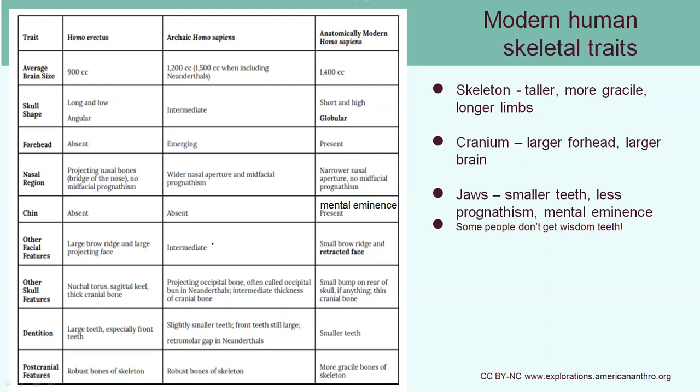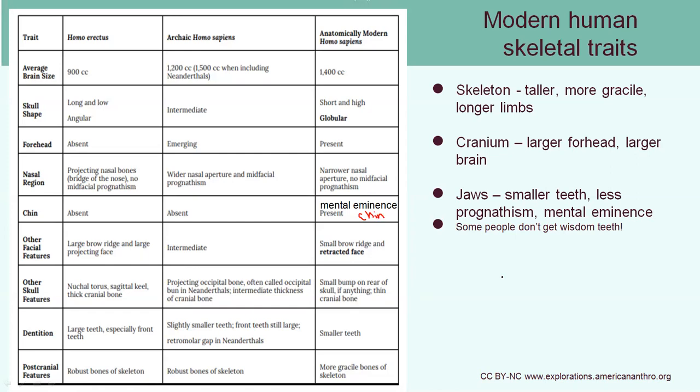Another main pattern of difference is that because we changed our diet and we started cooking our food and eating softer foods, our tooth size has gotten smaller and our jaws have also gotten smaller. So in general, they're less prognathic, meaning they don't stick out. We have a flatter face and we have the appearance of that mental eminence, which is the chin. Okay, so we have a chin.